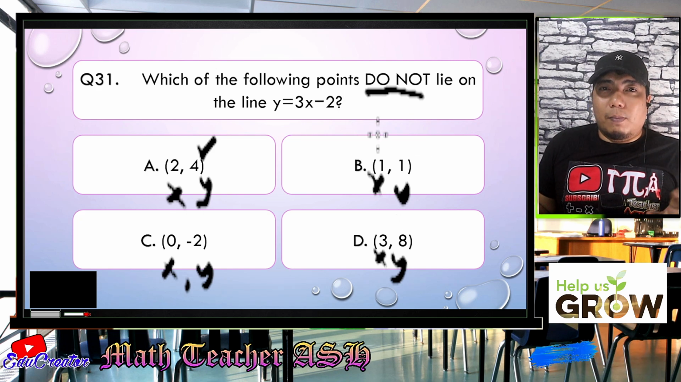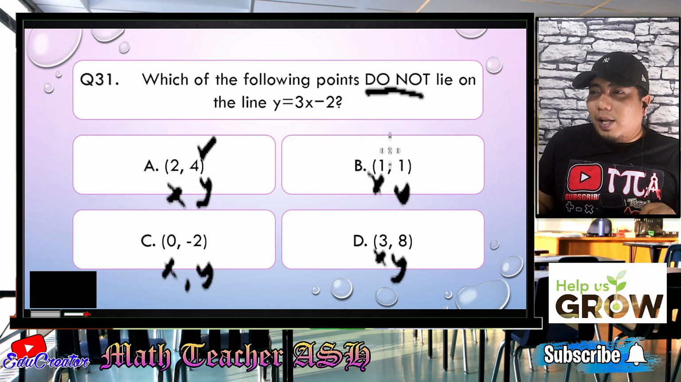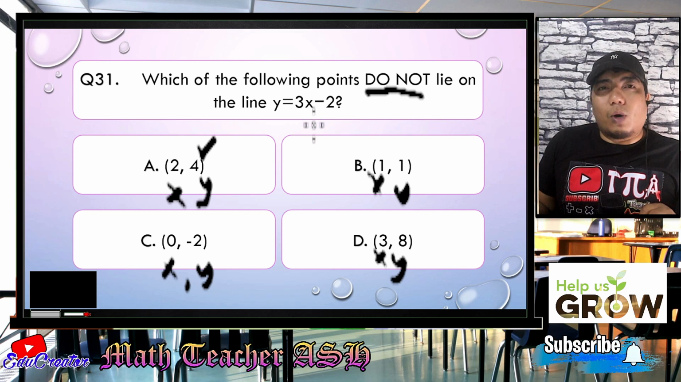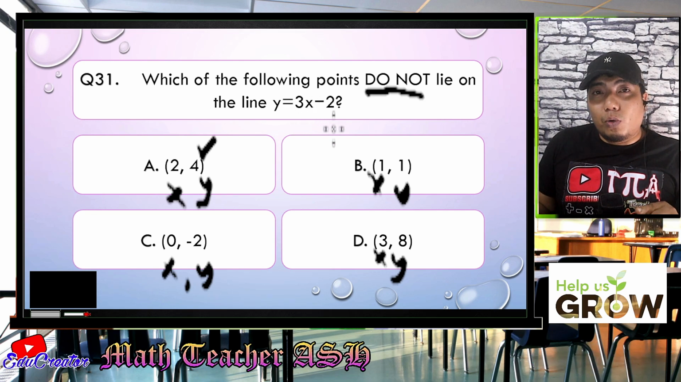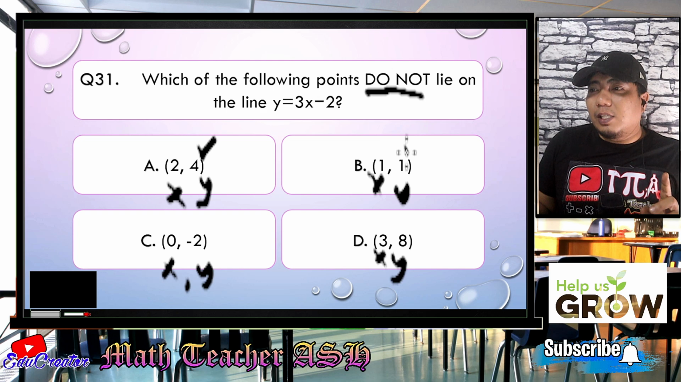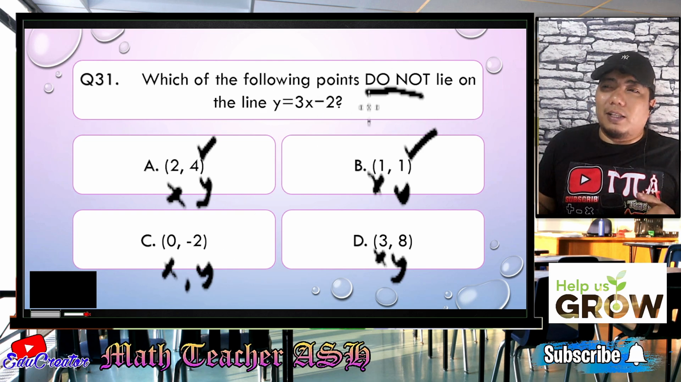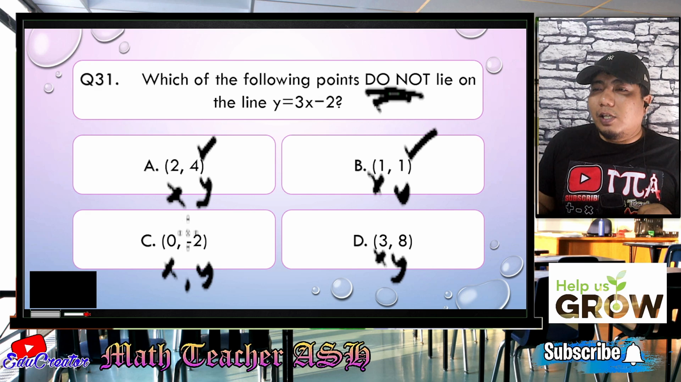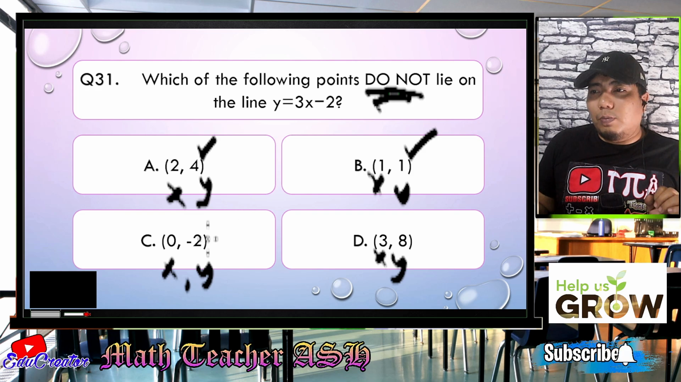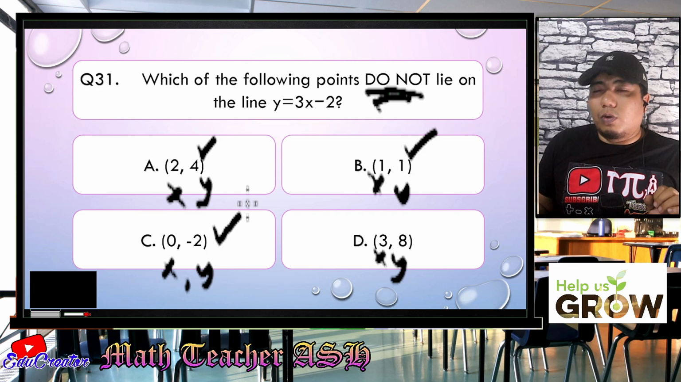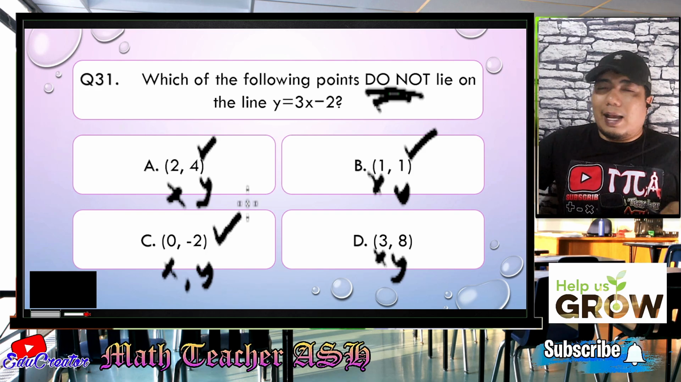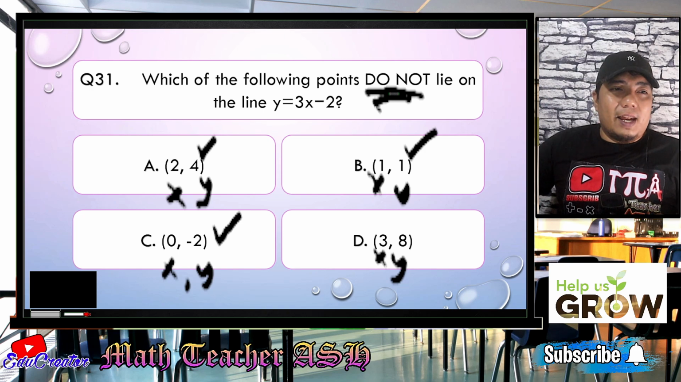Alright, how about choice B? X is 1. So 3 times 1 is 3, and 3 minus 2 is positive 1. This is also correct, but it does not answer our problem. How about letter C? 0 and negative 2. If x is 0, 3 times 0 is 0, and 0 minus 2 is negative 2. This is also correct. So automatically, the correct answer for our problem is letter D.